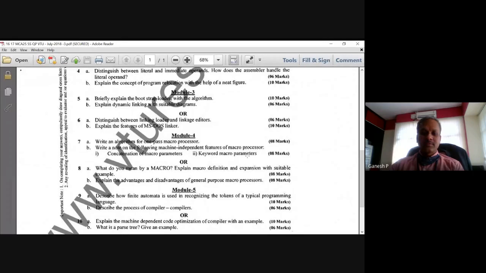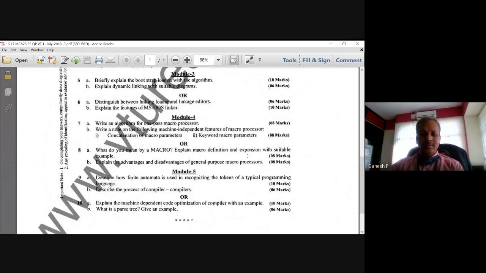Advantages and disadvantages of general-purpose macroprocessors. We have taken this as one of the design concepts of a macroprocessor. If you take a general-purpose macroprocessor, how is it going to be useful, and how is it not? I think we have listed the same advantages and disadvantages also. Write about the general-purpose macroprocessors in detail.